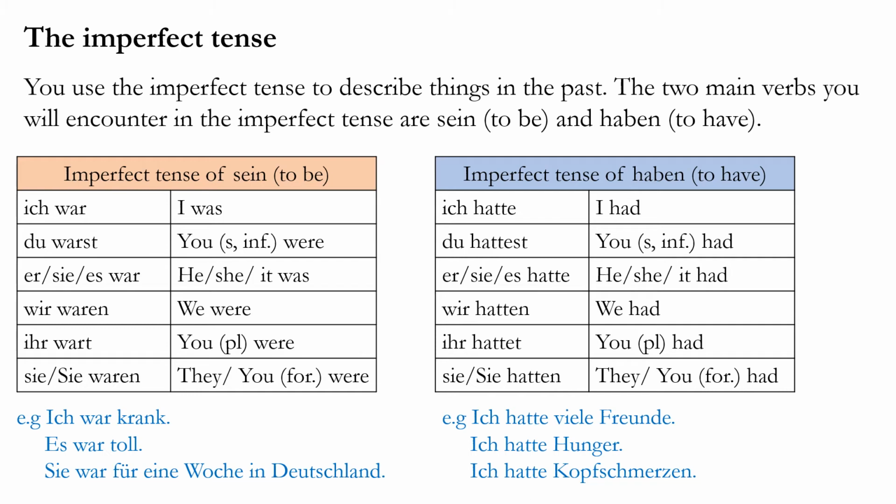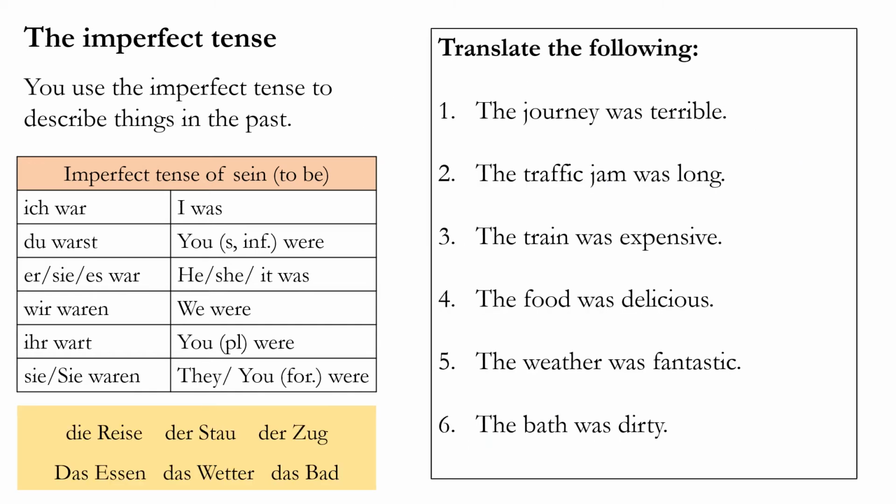So for instance, ich war krank would mean I was ill. Es war toll, it was great. Sie war für eine Woche in Deutschland, she was in Germany for a week. On the other side, ich hatte viele Freunde, I had a lot of friends. Maybe you're talking about primary school. In der Grundschule hatte ich viele Freunde. At primary school I had a lot of friends. Ich hatte Hunger. The Germans literally say I had hunger. Ich hatte Kopfschmerzen, I had a headache.